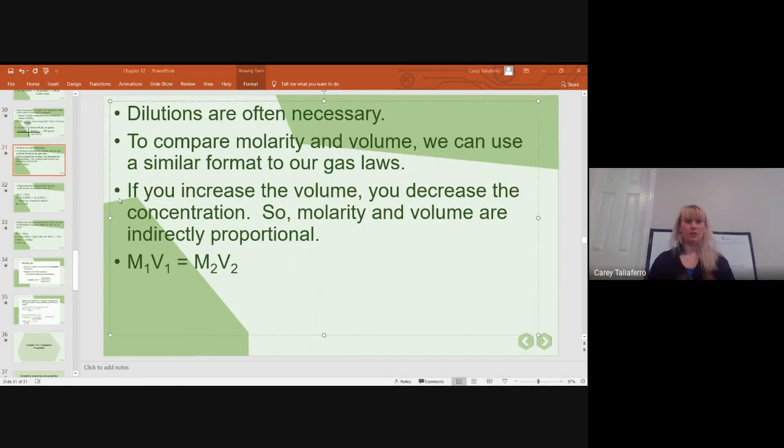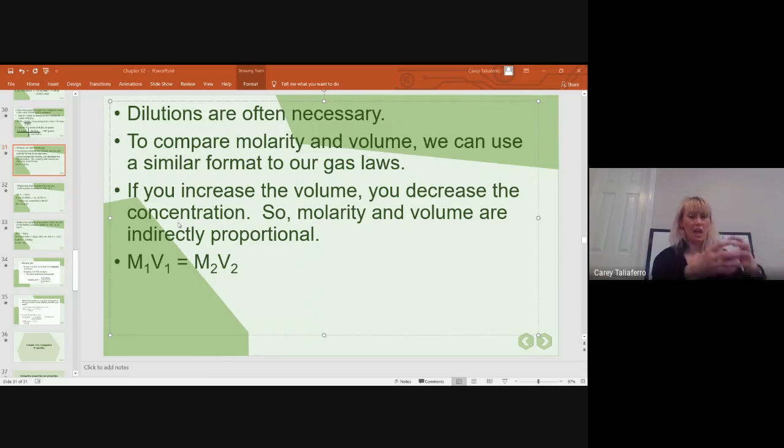Now, the nice thing about it is when we compare molarity and volume, we can use a rule that looks a lot like those gas laws. Remember P1 times V1 equals P2 times V2? Well, we're going to take that idea and incorporate it into using molarity and volume instead of pressure and volume. But guess what? The relationship is the same. If you increase the volume, you actually decrease the concentration.